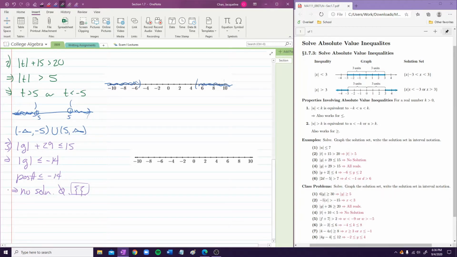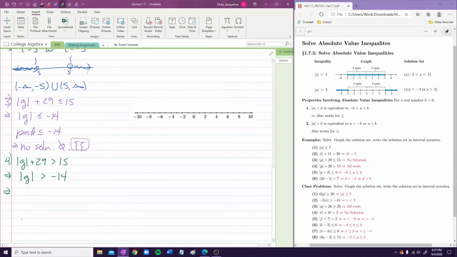Okay. So now number 4, very similar to number 3. The only thing is I have the absolute value of g plus 29, but instead we have greater than 15. Again, we have to isolate the absolute value before we do anything. So I'm going to subtract 29 from both sides. Like above, this is -14. So again, what is the absolute value? The absolute value is a distance. It is a positive number. Any positive number. So ask yourself, a positive number greater than -14. When is this true? This is true for all real numbers.